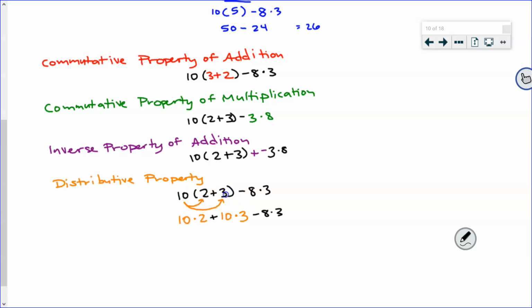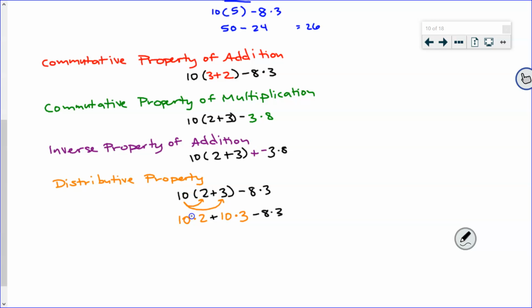If I did it the way the order of operations tells me, that I need to do the parentheses first, I first would have added 2 plus 3, and I get 5. Then I would multiply, and 5 times 10 is 50. But if I do it this way, I have 10 times 2, which is 20, 10 times 3, which is 30, and 20 plus 30 is 50. So we get the exact same thing.